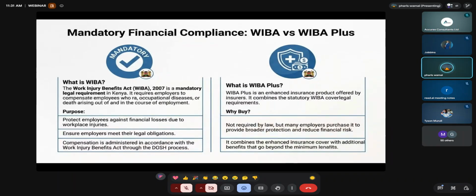So let us take a scenario, and I want maybe the employers to tell us from this scenario what is supposed to happen. If one of your employees is involved in an accident when going home, will that employee be covered by WIBA? Maybe somebody can tell us. Let us all get involved kindly. You have an employee who was involved in an accident when going or coming to work. Is it covered under WIBA?